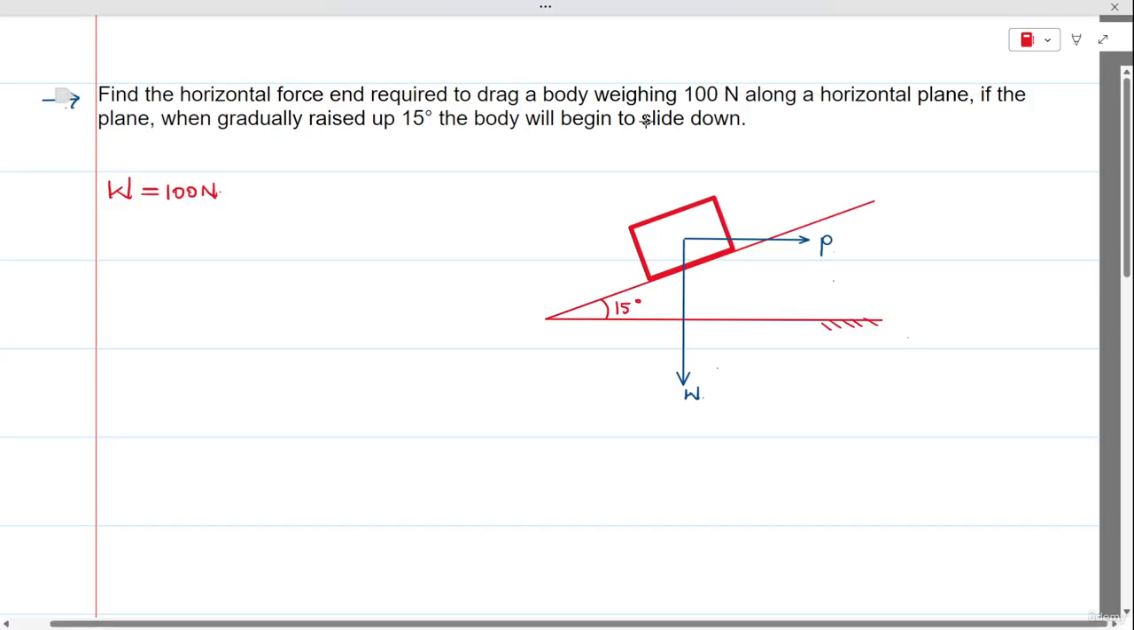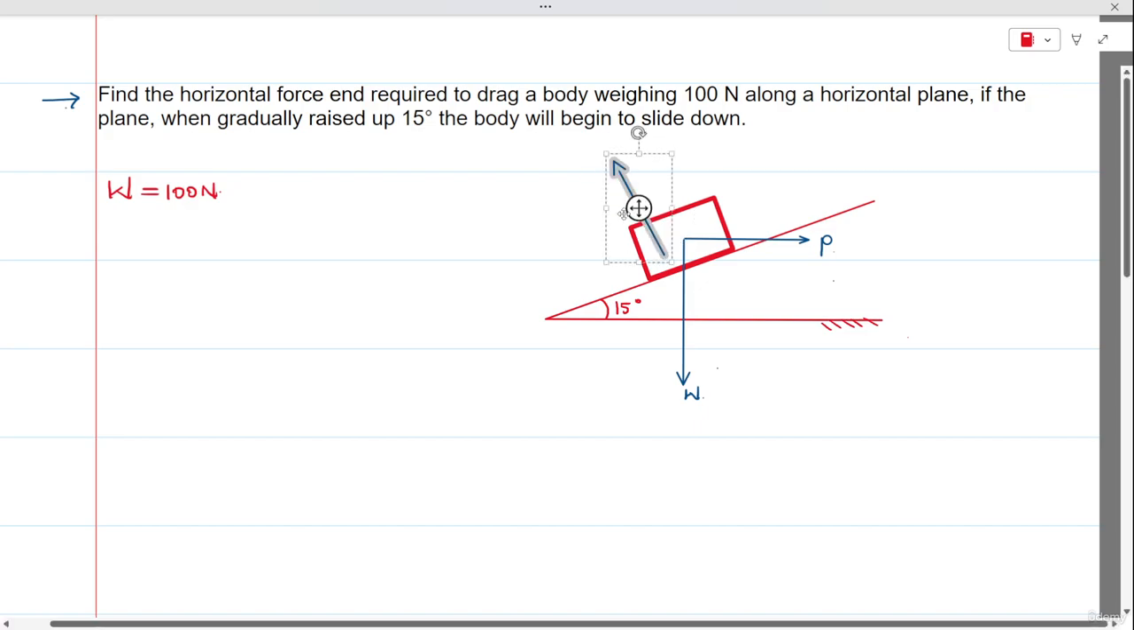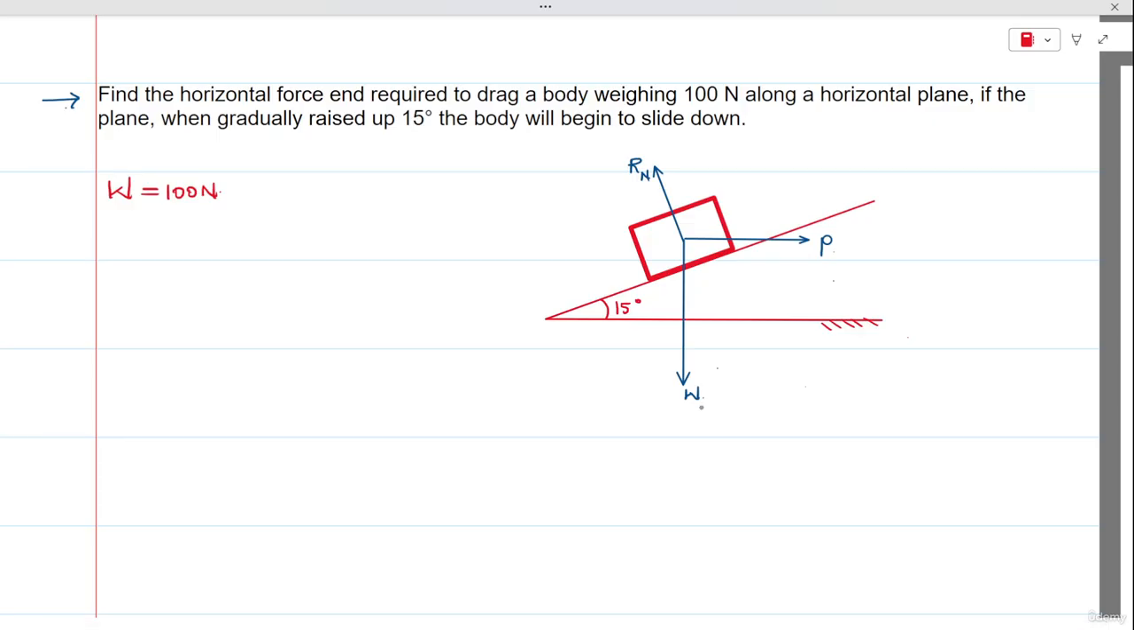And there would be a normal reaction due to the contact between the block and the inclined plane. So this normal reaction will be perpendicular to the inclined plane. It has to be perpendicular to the inclined plane. So this is how the normal reaction would look, and let's call it R or Rn. Here in the problem, they have not given the frictional force between the block and the inclined plane. So now I need to take up these forces and resolve them.